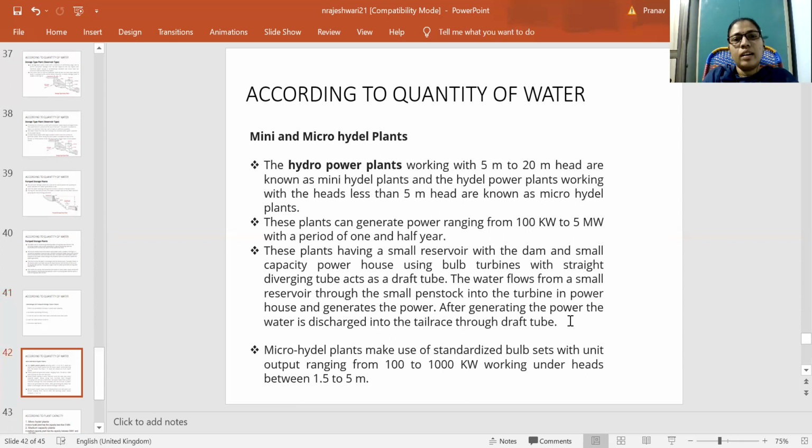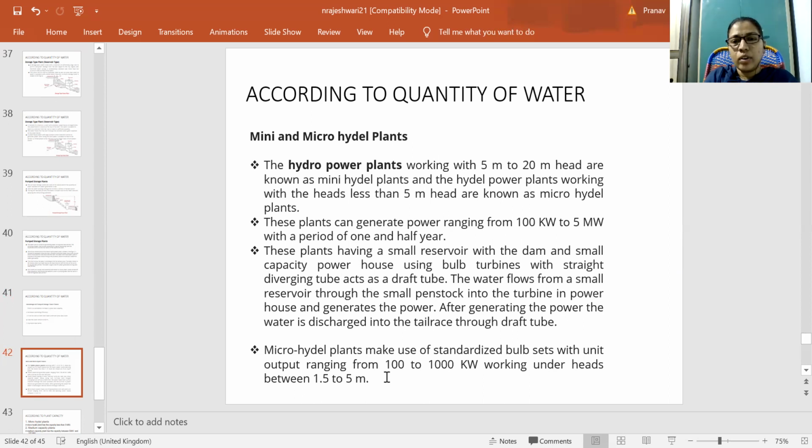And mini and micro hydel plants. The hydropower plants working with 5 to 25 meters head are known as mini hydel plants, and the hydel power plants working with heads of less than 5 meters are known as micro hydel plants. These plants can generate power ranging from 100 kilowatts to 5 megawatts.